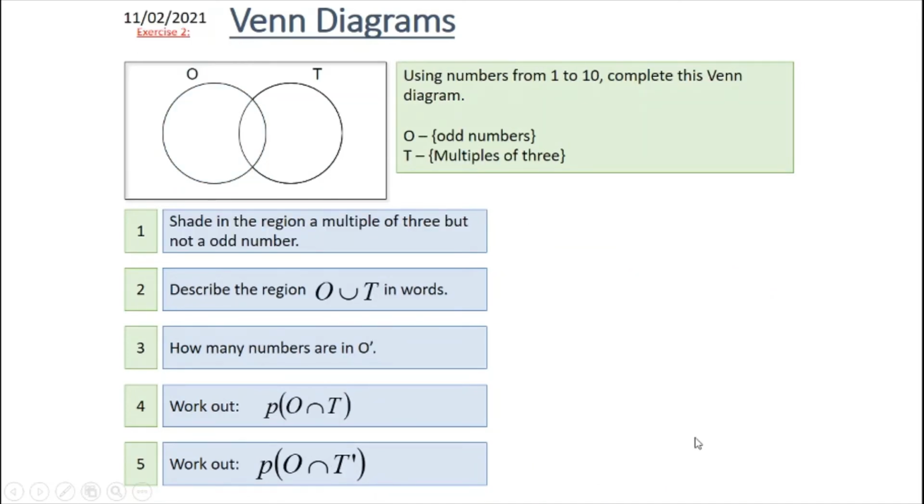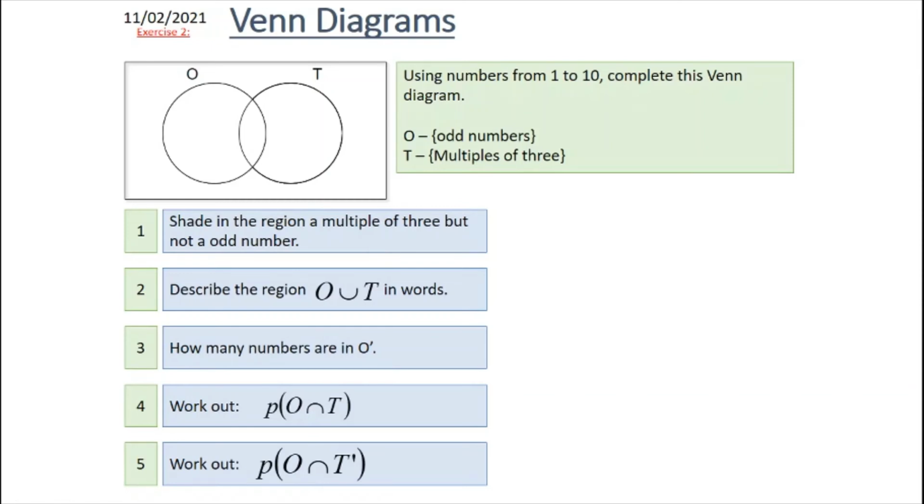Okay, here is another question I'd like you to give a go. Sort the numbers 1 to 10 first. Odd numbers in the O set. The T set are multiples of 3, our 3 times table. For question 1, you could just shade the diagram very quickly. You don't need to do it perfectly.